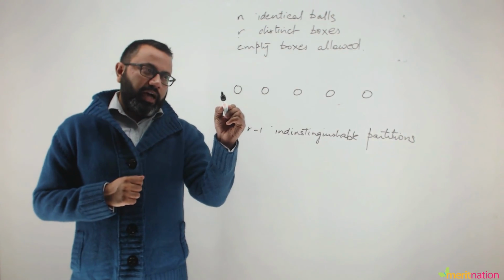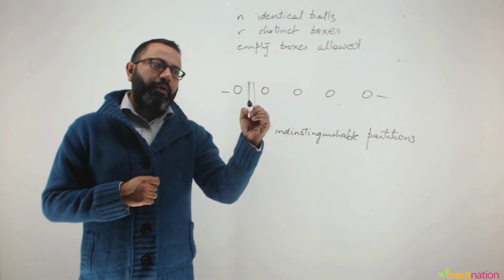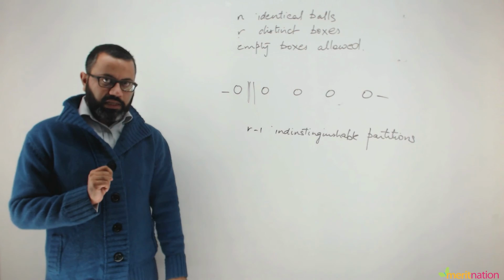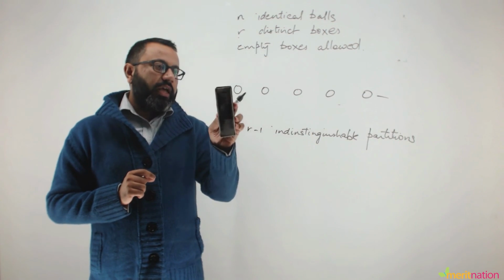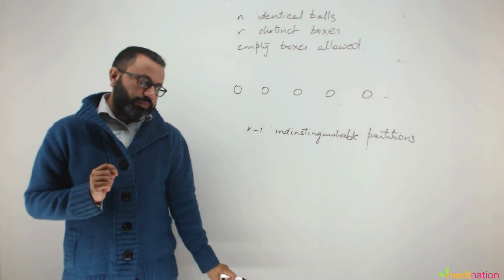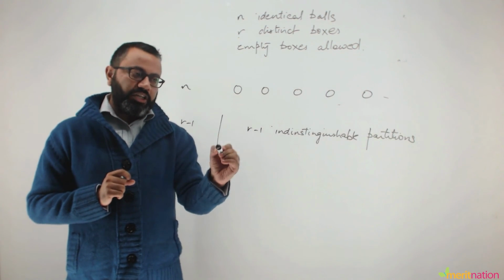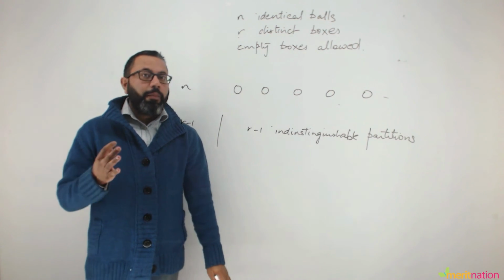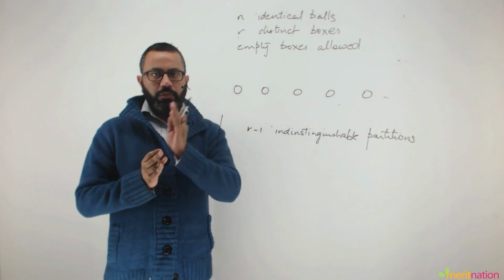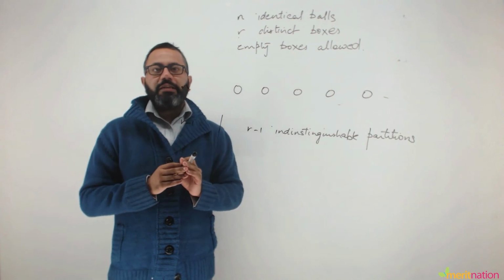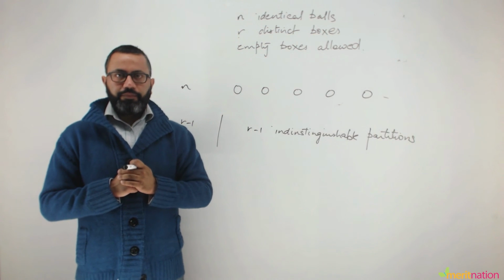Since we can allow empty boxes, I can place a partition here, I can place a partition here, and I can place as many partitions as I want between the balls. Can I then say that this question is equivalent to asking how many possible linear arrangements can I have of n balls and r minus 1 partitions? There is no arrangement that would not be valid right now. I could have all balls first and then all the partitions, or the other extreme, a ball, a partition, a ball, a partition. All possible linear arrangements of these balls and partitions would result in a valid distribution.